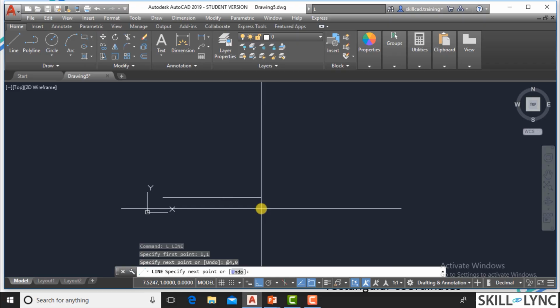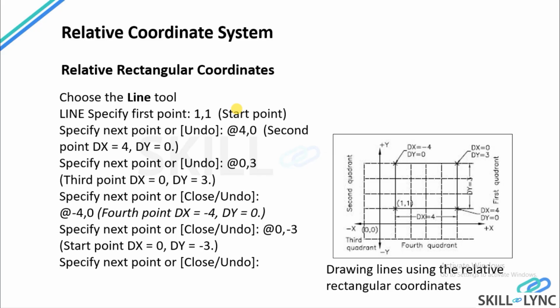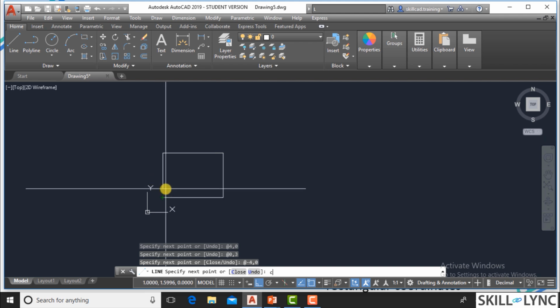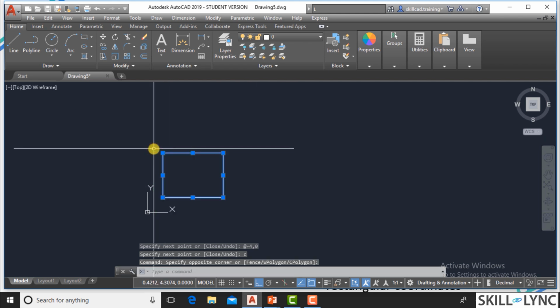In the next point we have @0,3, that is 0 in x and 3 in y. And the next point, let's say you have minus 4 and 0. Delta x is minus 4 and delta y is 0. So minus 4 comma 0. Then you have C for close. So this is basically how the relative coordinate system works.